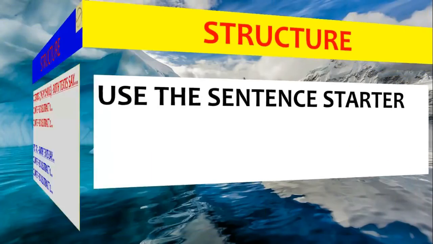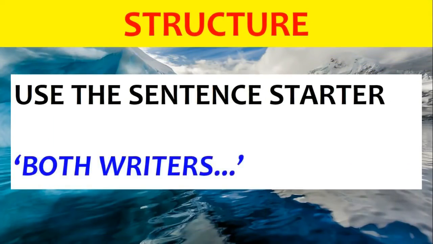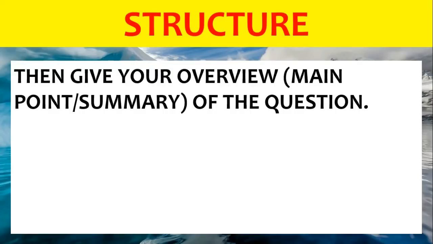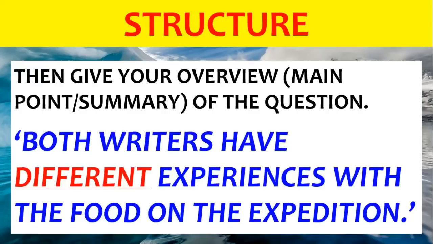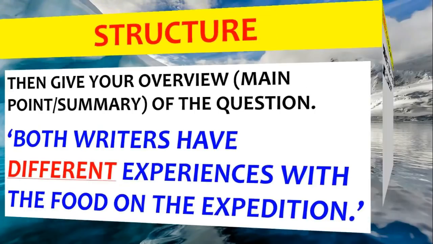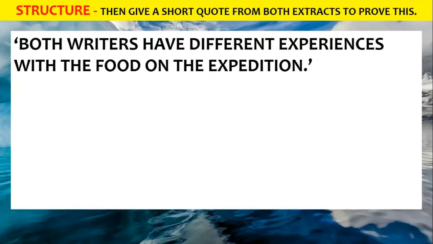So for my overview, I'm going to use the sentence starter, both writers, and say something about that. Then give your overview, a main point summary of the question. My main thing is, I think both writers have different experiences with the food on the expedition. I've used the exam question, the food on the expedition, for my first sentence. So I'm saying my main overview is both writers have different experiences with the food. Then I'm going to say a short quote from both extracts to prove this.